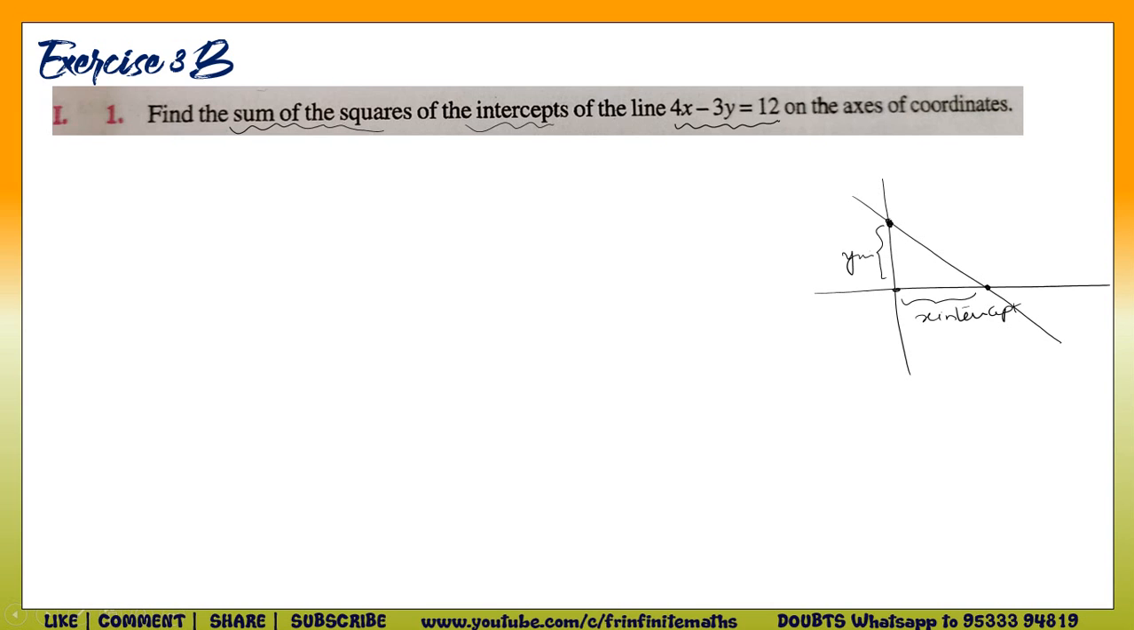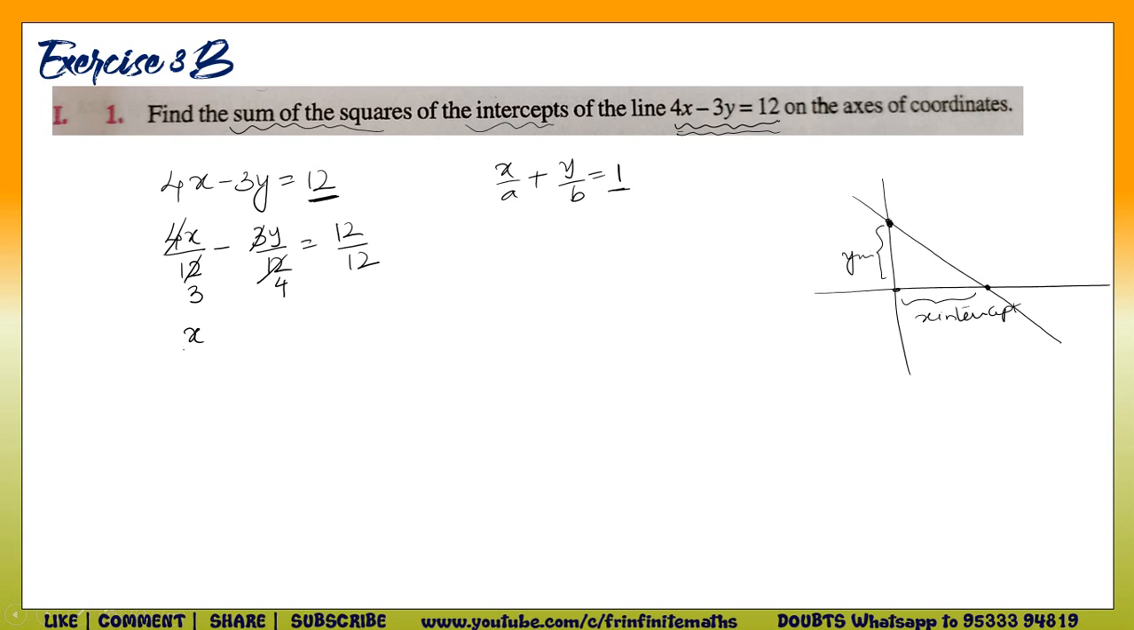The first way is converting the given equation 4x minus 3y is equal to 12 into intercept form. For that, consider the equation 4x minus 3y is equal to 12. You need to convert this into the form x by a plus y by b is equal to 1. Since I need 1 on the right hand side, I am going to divide by 12 on both sides. Then this becomes 4x by 12 minus 3y by 12 is equal to 12 by 12. Then 4 in 12 cancels 3 times, 3 in 12 cancels 4 times. Then I can write it as x by 3 minus y by 4 is equal to 12 by 12, which goes 1 time, so I can write it as 1.